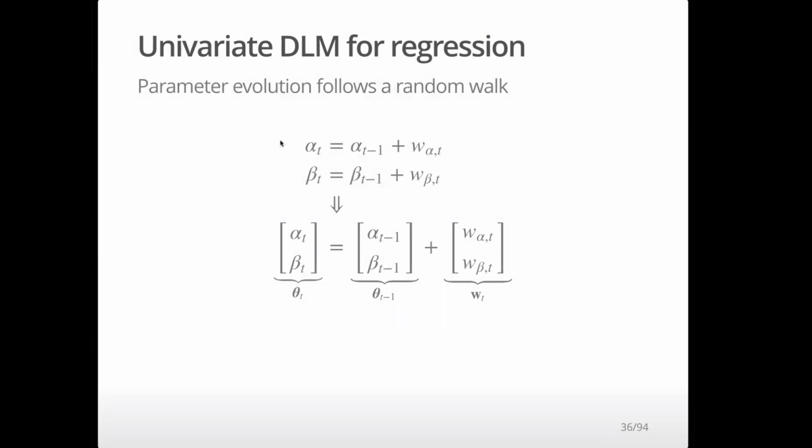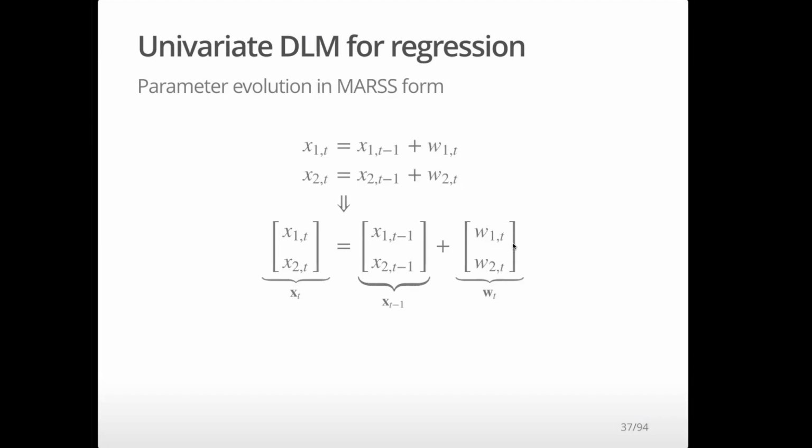Okay, the parameters in this case both follow a random walk. So here's our intercept. That's just a simple random walk. And here's our slope. And that's just a simple random walk. So this is pretty easy because we don't have to do any sort of algebra here. We can just pull these out. We'll call this vector theta. Here's theta at t minus 1. And here's our process errors, W. Right? And everyone's seen this before. Here's a MARSS form for two random walks. This is the intercept. This one is the slope. We have x at t minus 1, and W.